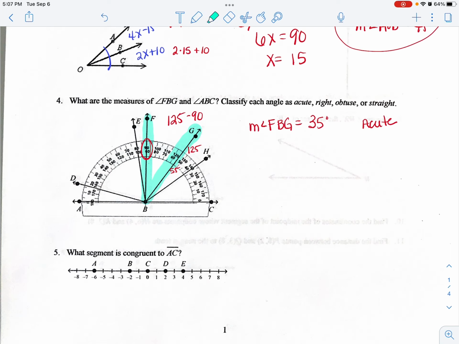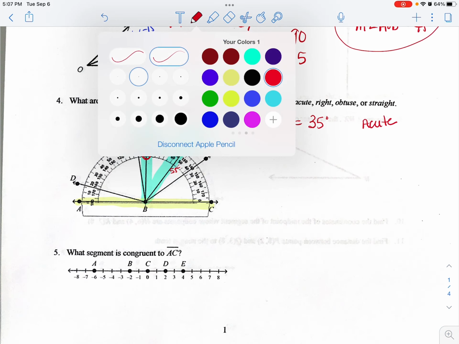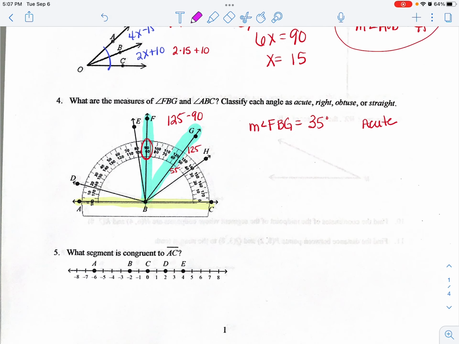Now for the second angle, angle ABC, look, here's A, there's B, there's C. That's a straight line. That's a straight line. So the measure of angle ABC is 180 degrees, and that would be a straight angle.